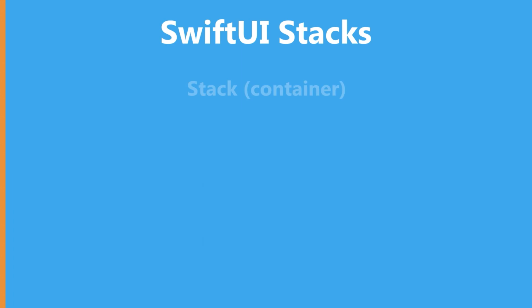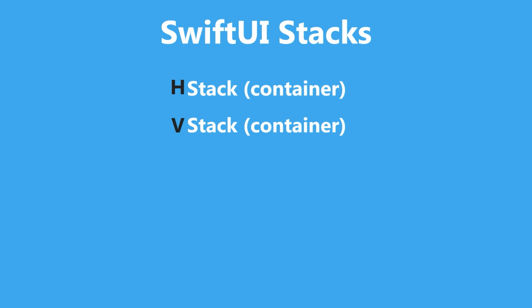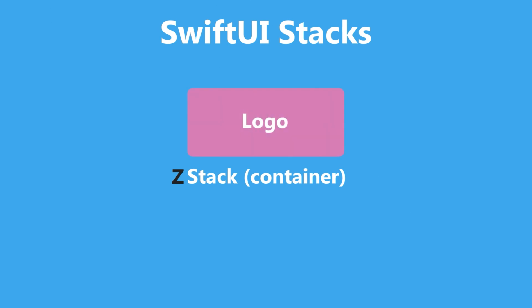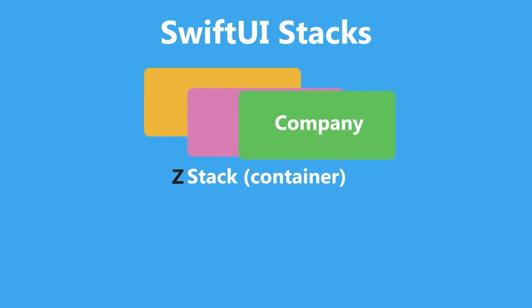All right, so we talked about stack, the horizontal stack, and the vertical stack, but there's another stack called ZStack. What a ZStack does is it allows us to put things on top of each other. For instance, we have a view, let's say a logo, we can overlay it with a company, which we can then overlay in the back with another view or a stack or whatever else we are trying to put on the screen. Now, the idea of a ZStack is that everything that is put first will be in the back.